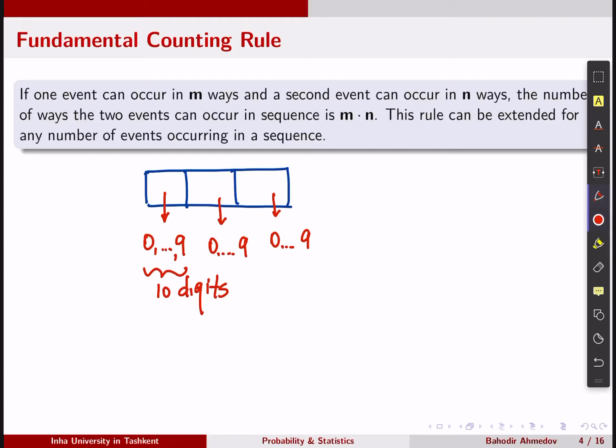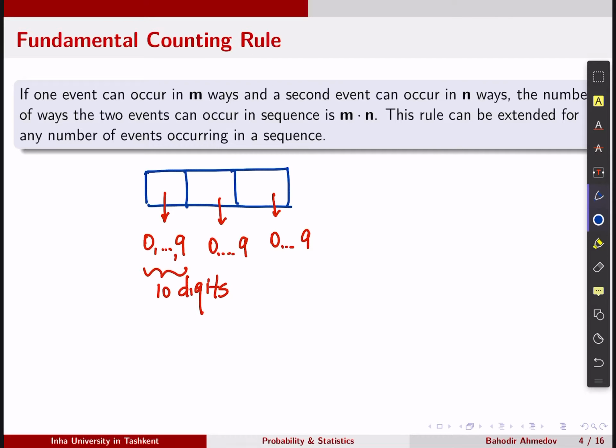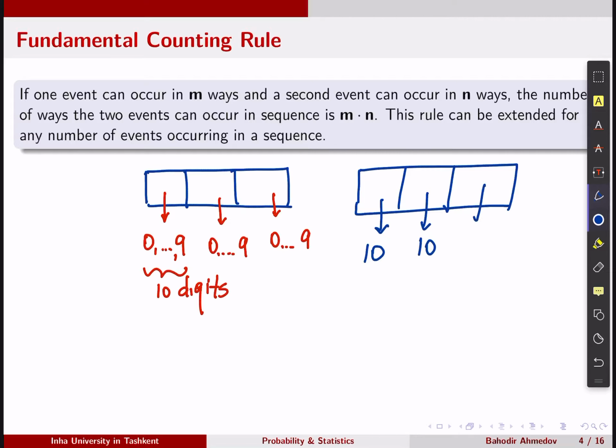we can generate? This is one of the important examples and one of the important formulas in combinatorial analysis. In order to calculate the number of different cases you can generate, you need to simply count how many digits you can put on the first box. We can put 10 digits, and 10 digits on the second box and 10 on the third box. This fundamental counting rule tells us that we just need to multiply them to find the number of cases in total. So it's going to be 1,000 cases.